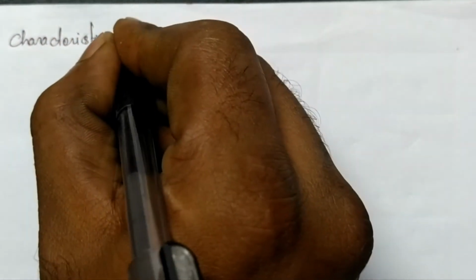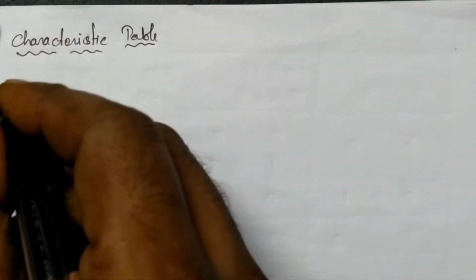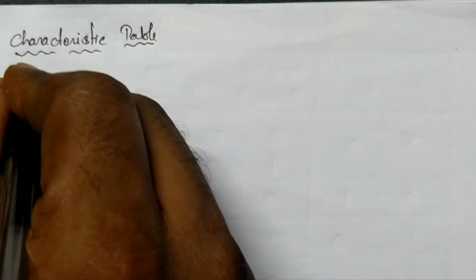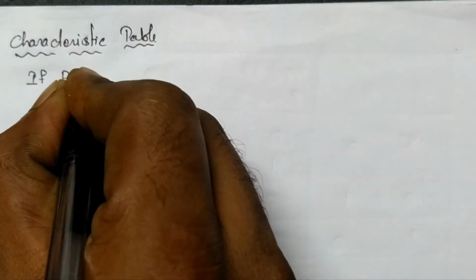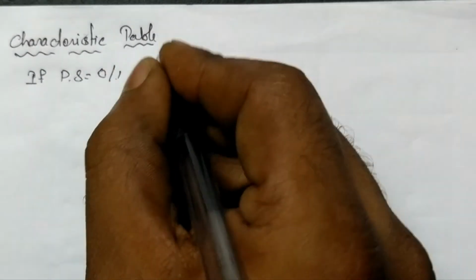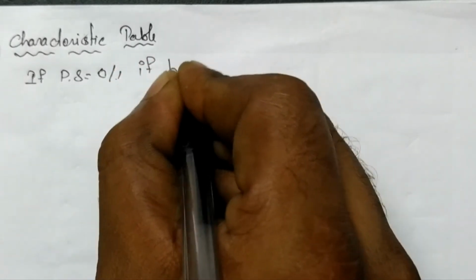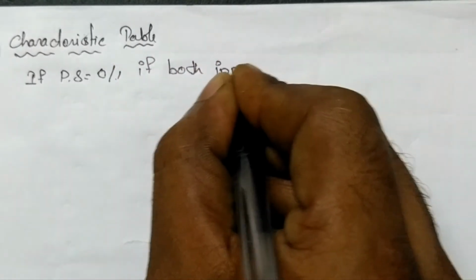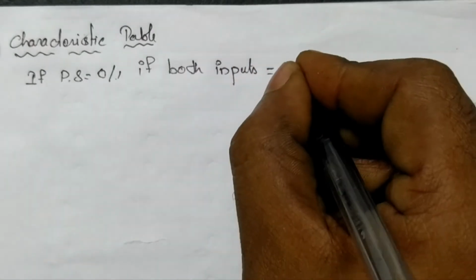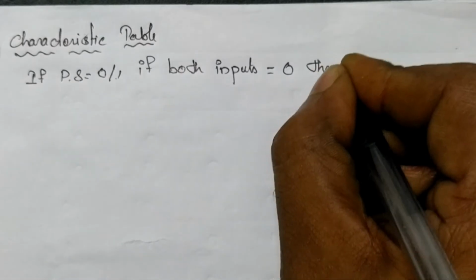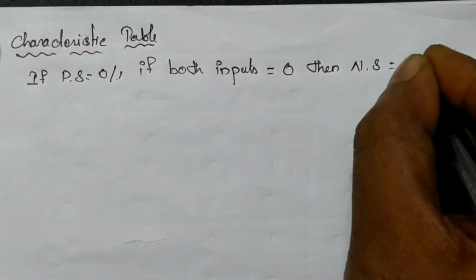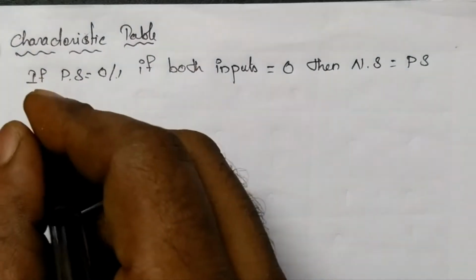Then the characteristics table. So here the conditions are: if present state is equal to 0 or 1, and if both inputs are equal to 0, then next state is equal to present state.